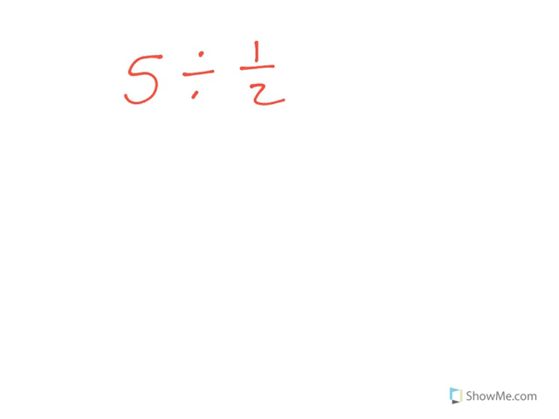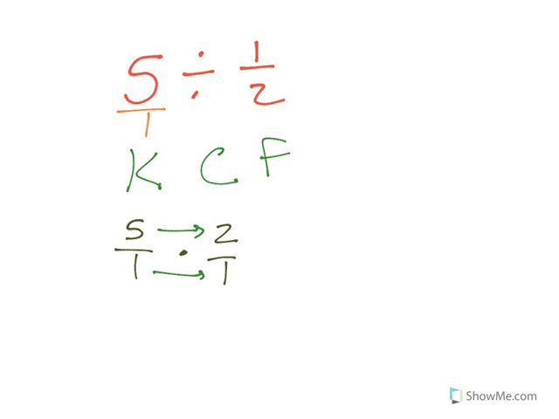We're going to do a couple more here. 5 divided by 1/2. Well, 5 as a fraction is 5 over 1. So I'm going to use keep, change, flip. I keep the first fraction, 5 over 1. I change division to multiplication, and I flip the second fraction. Man, I wish every problem ended up like that. Multiply straight across: 5 times 2 is 10, 1 times 1 is 1. So 10 over 1 is the same as 10.